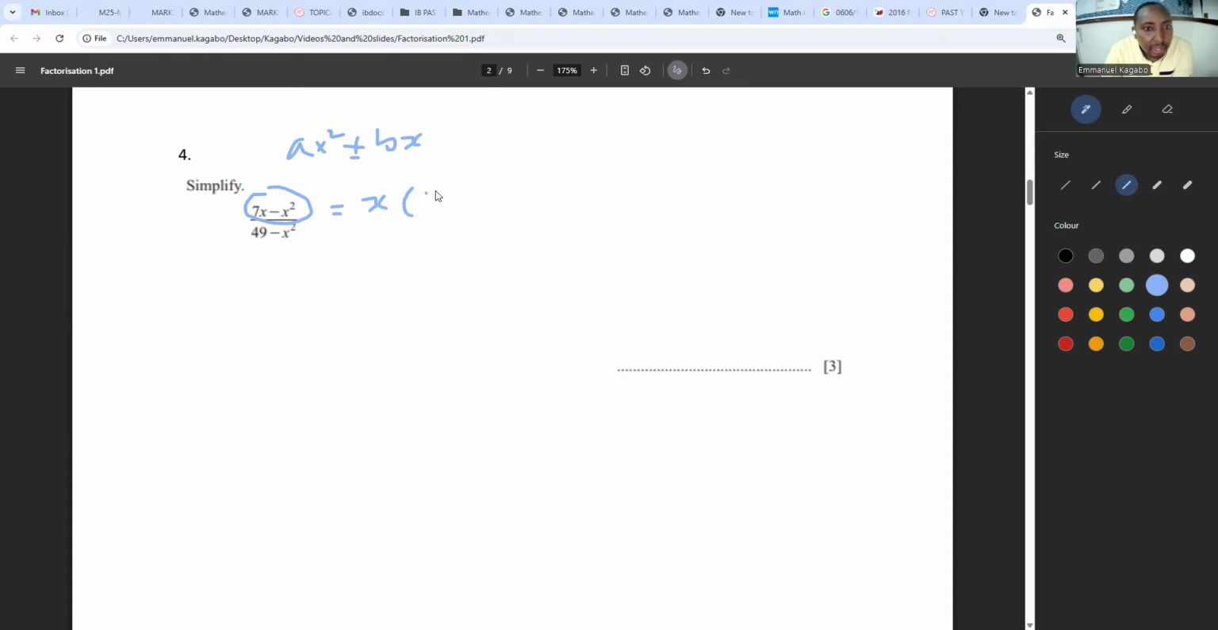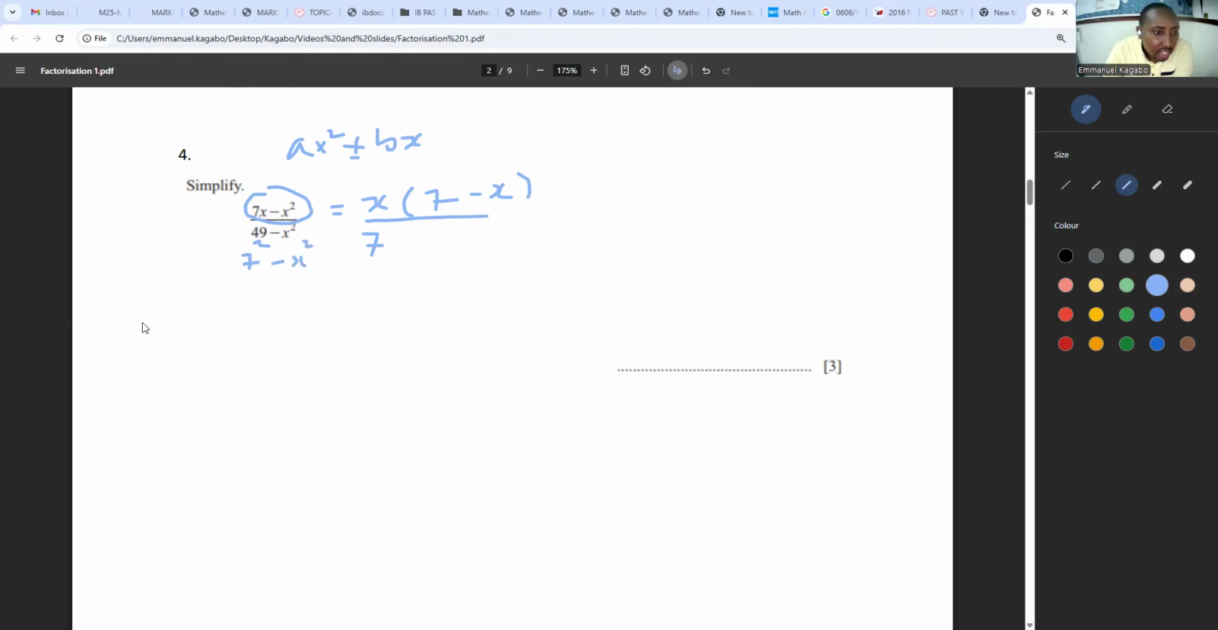Now, what do I get? x with 7 minus x, right? Okay, what about the denominator? Again, difference of two squares. Did you see that? So it will be 7. Maybe someone here, I can help some people here. It's 7 squared minus x squared.